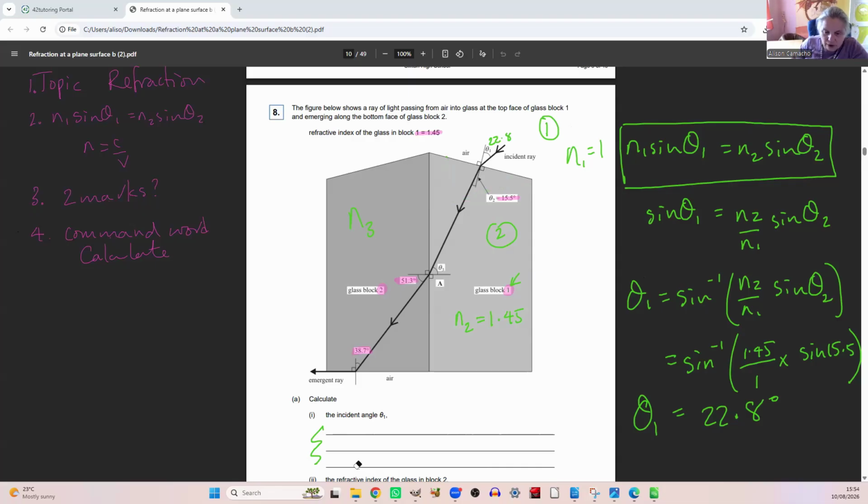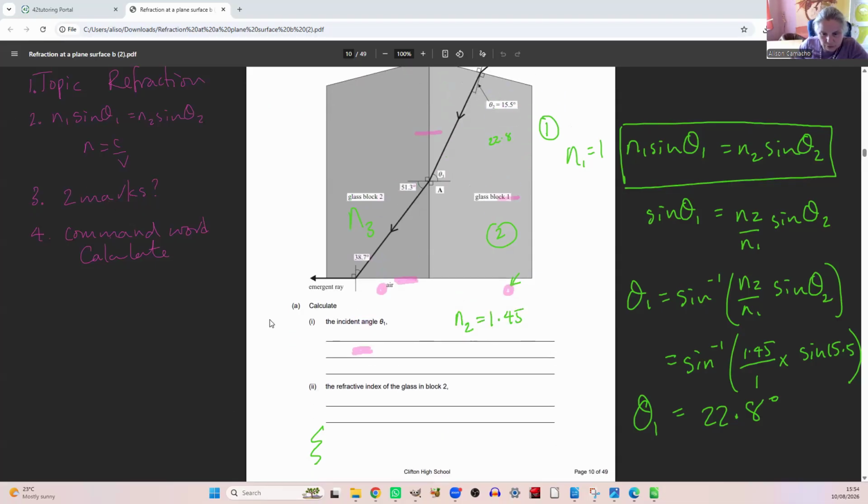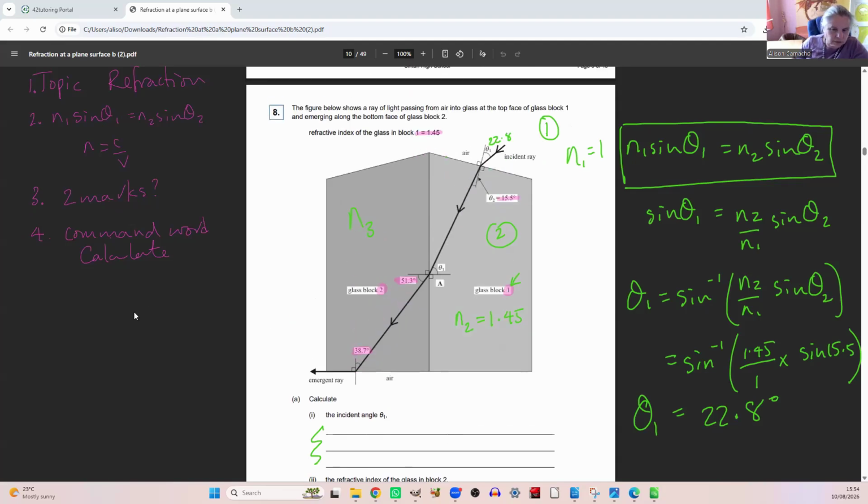It says, calculate the refractive index of glass block 2. The refractive index of glass block 2. Right, I'm going to change colour. What equation could we use to calculate the refractive index of this one? The same equation, yeah, okay, I agree. So we're going to use the same equation, n1 sine theta 1 equals n2 sine theta 2.